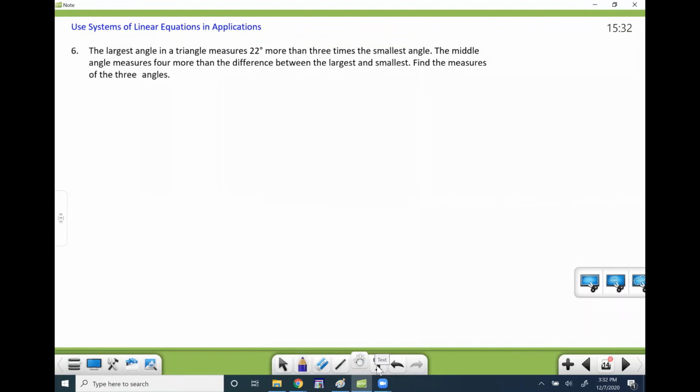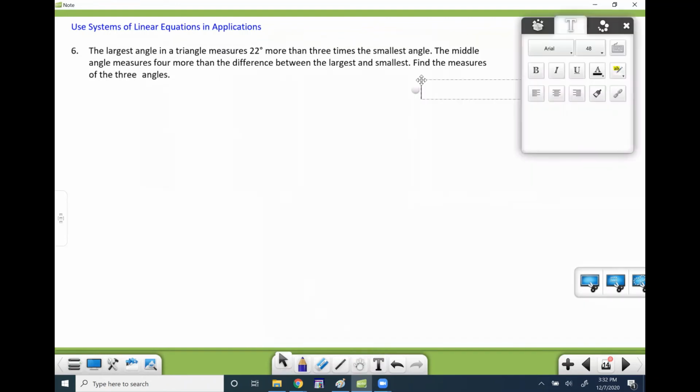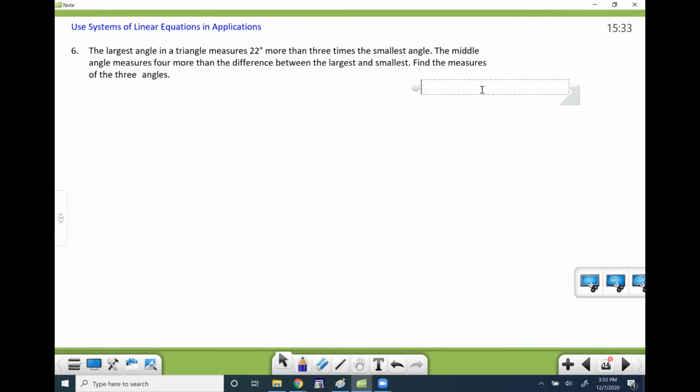So I am going to go ahead and let people know what my variables are going to stand for. Let's let the largest angle be x. Let's let the middle angle be y. And let's let the smallest be z. Doesn't matter, somebody next to you might have labeled them differently. That's just so we can start writing some equations here, you guys.